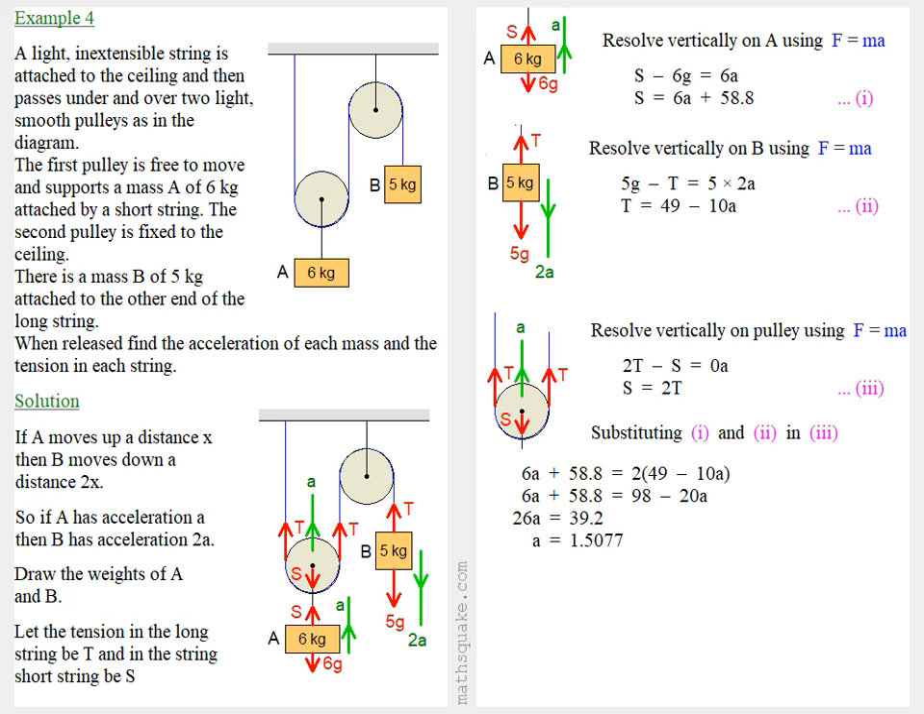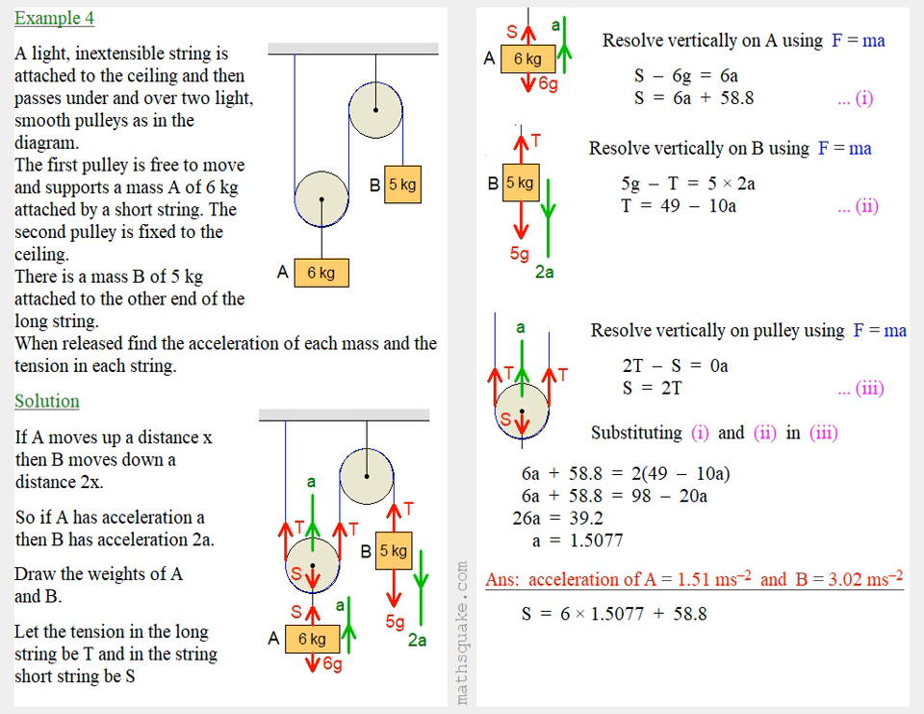a is equal to 1.5077. So we have the acceleration of A is 1.51 meters per second squared, and the acceleration of B is twice that, 3.02 meters per second squared.